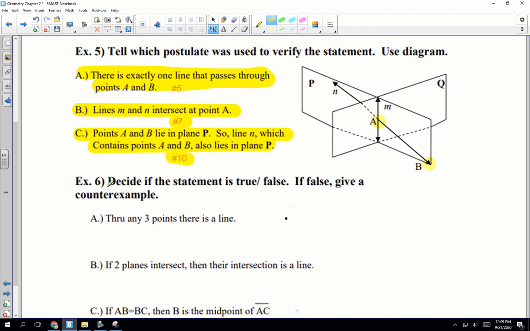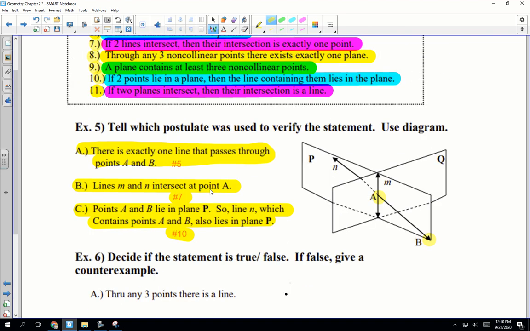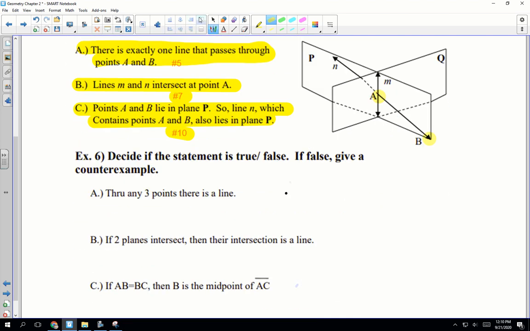All right. Example 6, we're going to decide if our statement is true. If it's false, we're going to give a counterexample. Okay, so: through any 3 points, there is a line. Well, we know our postulate says through any 2 points, there exists exactly 1 line. So let's draw any 3 points. I'm going to draw point A, point B, and point C. I cannot draw 1 line through these 3 points. So we're going to call this statement false.